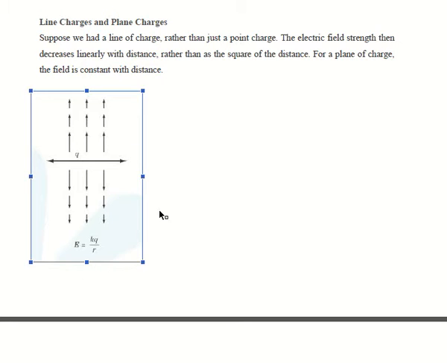The only thing that starts to change when you have a line of charge is that the electric field strength is no longer related to the inverse of the distance squared. But you can see in this equation here, now it's just proportional to 1 over the distance. So anywhere along this line has the same electric field magnitude. Any line parallel to your line of charge will have some certain value of electric field.